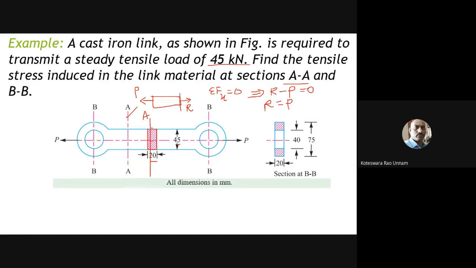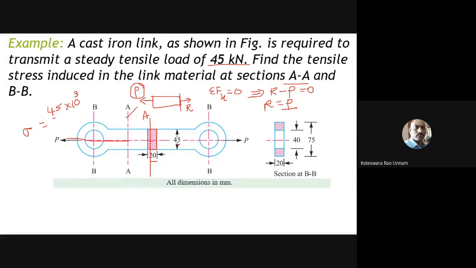So that means this cross section is subjected to a tensile force of magnitude P. I know the P value, the load on the section, and I know the cross sectional area. Then obviously the stress is going to be sigma equals P by A. Why am I using sigma here? Because it is a load acting normal to the cross section, normal to cross section means perpendicular to the cross section. So I have to use sigma. Here it is going to be normal stress only. Therefore P is 45 kilonewtons. I want to convert that into newtons. So 1 kilonewton is equal to 10 power 3 newtons.